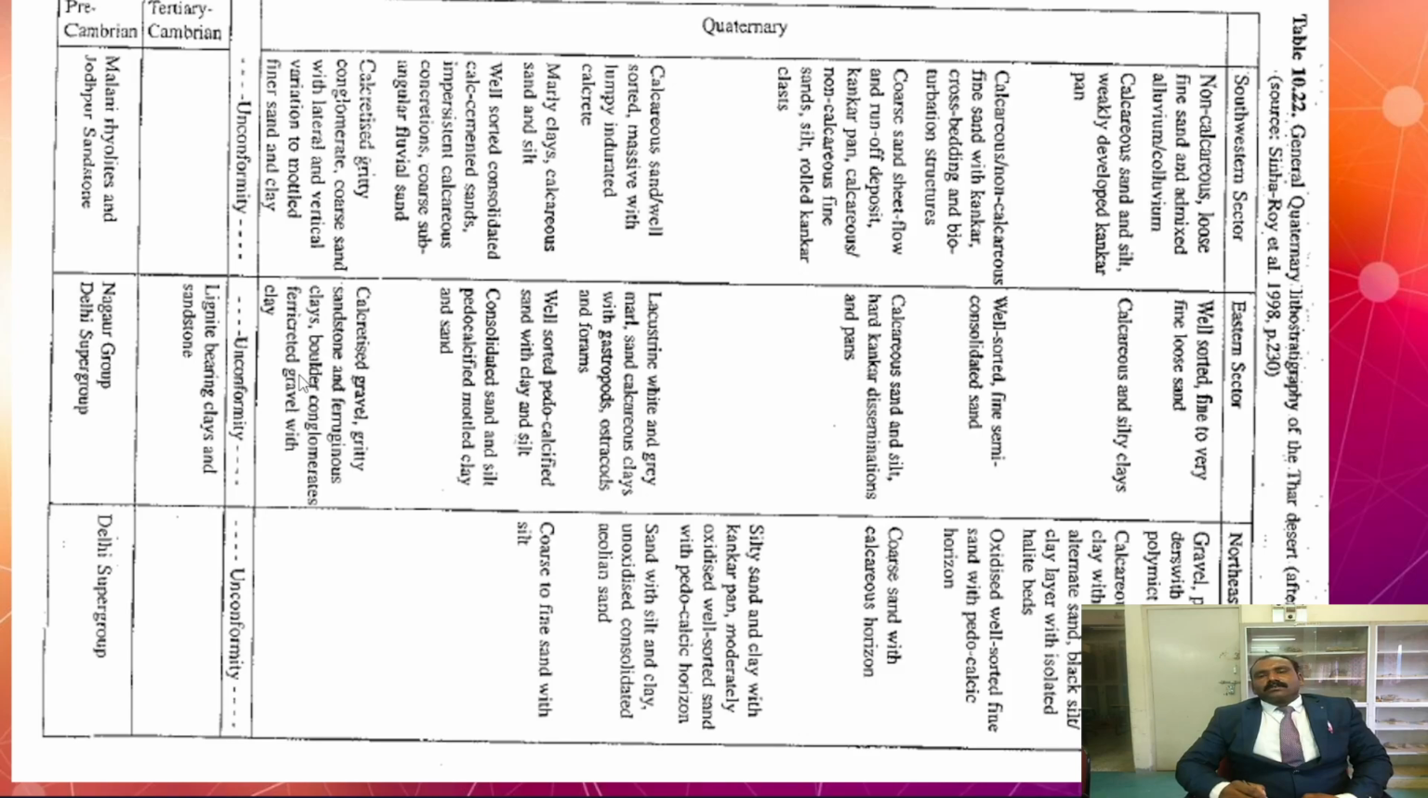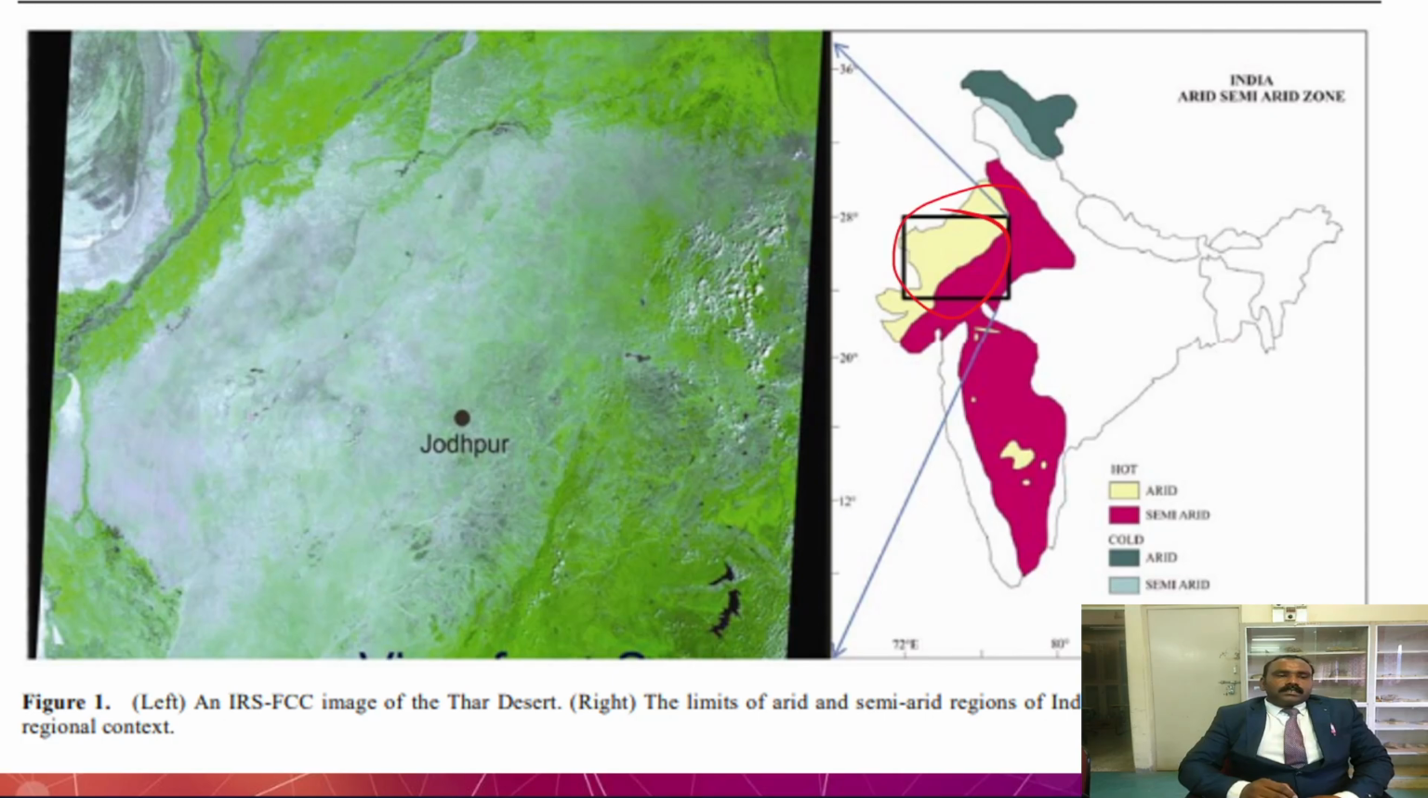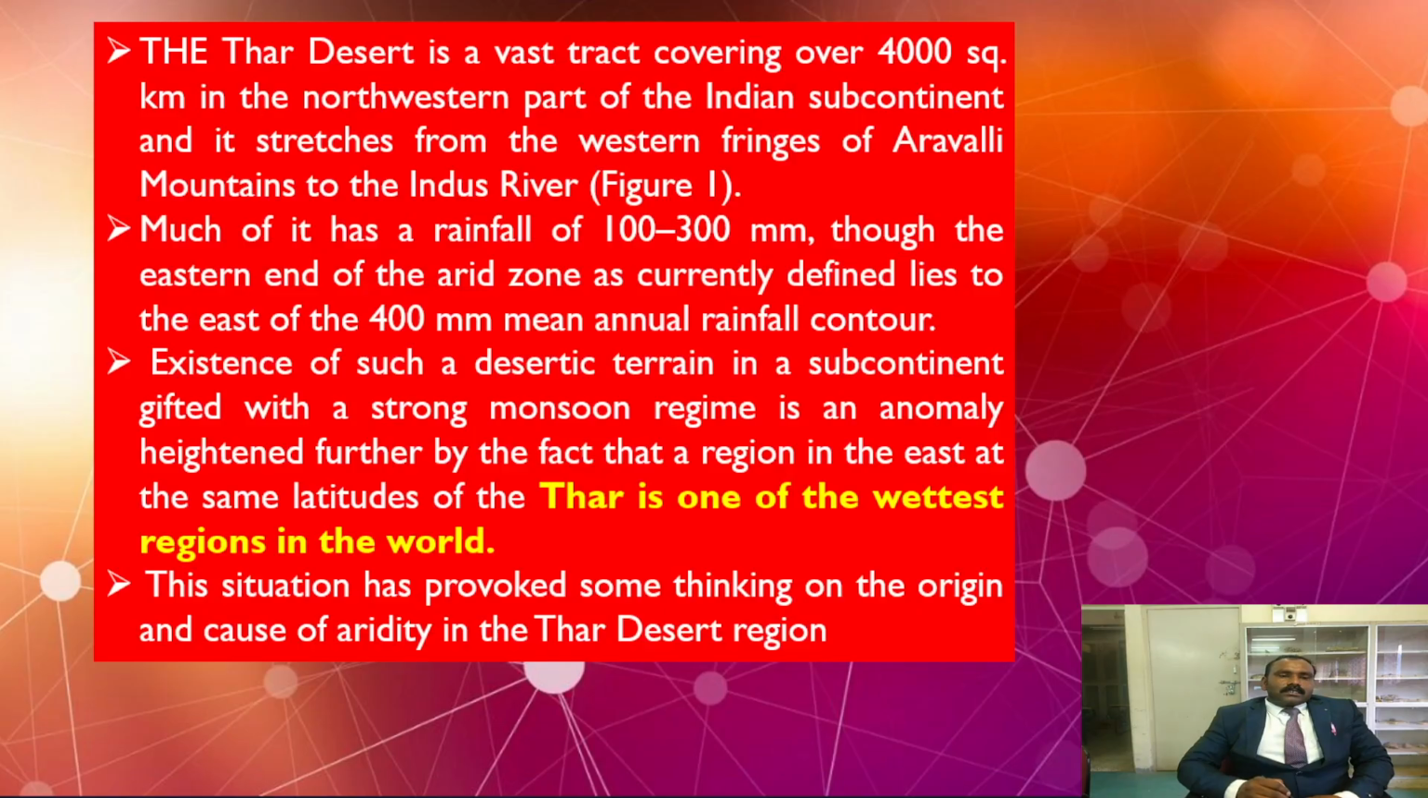next point, which is connected to the Quaternary, particularly the Quaternary lithostratigraphy of the Thar Desert. Actually, the Thar Desert is situated in the northwestern region of the Indian subcontinent, and it is a vast tract covering over 4000 square kilometers in the northwestern part of the Indian subcontinent, and it stretches to the western fringe of the Aravalli mountains and the Indus river.